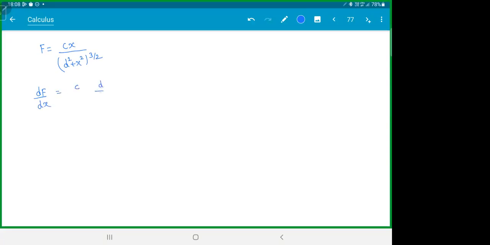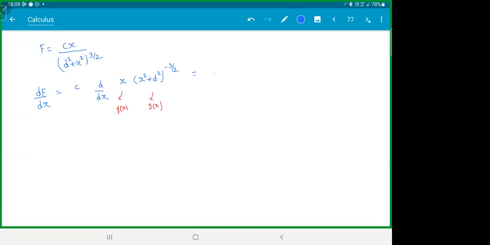So this is d by dx of x into, I'll write this thing as x square plus d square whole power minus 3 by 2. Like I said, I don't like division rule actually. I like to write everything in terms of product rule. So this is your f of x and this is your g of x. You can do division rule, nothing wrong. For some reason, I don't like it.